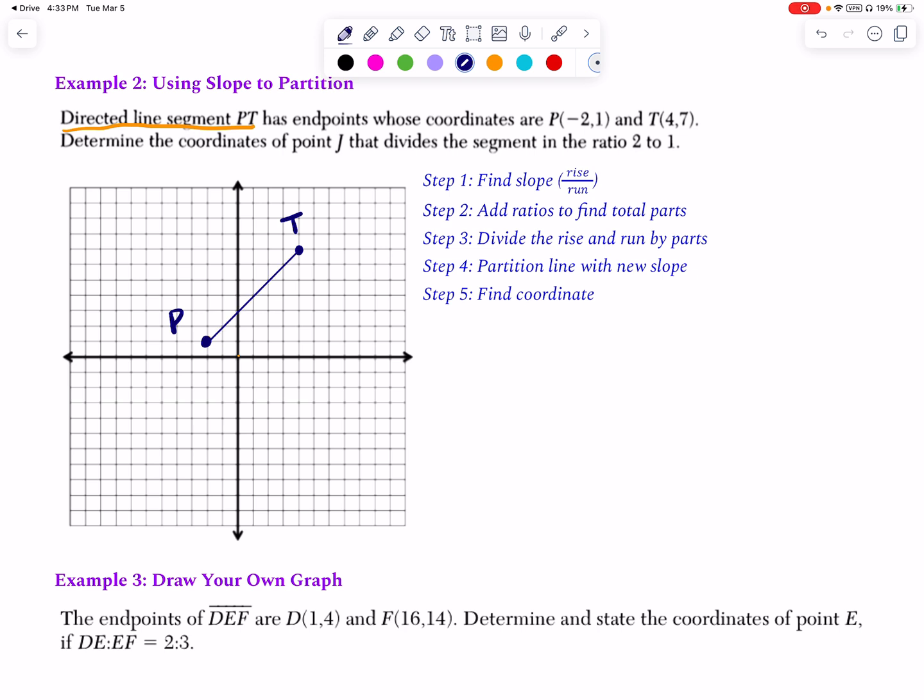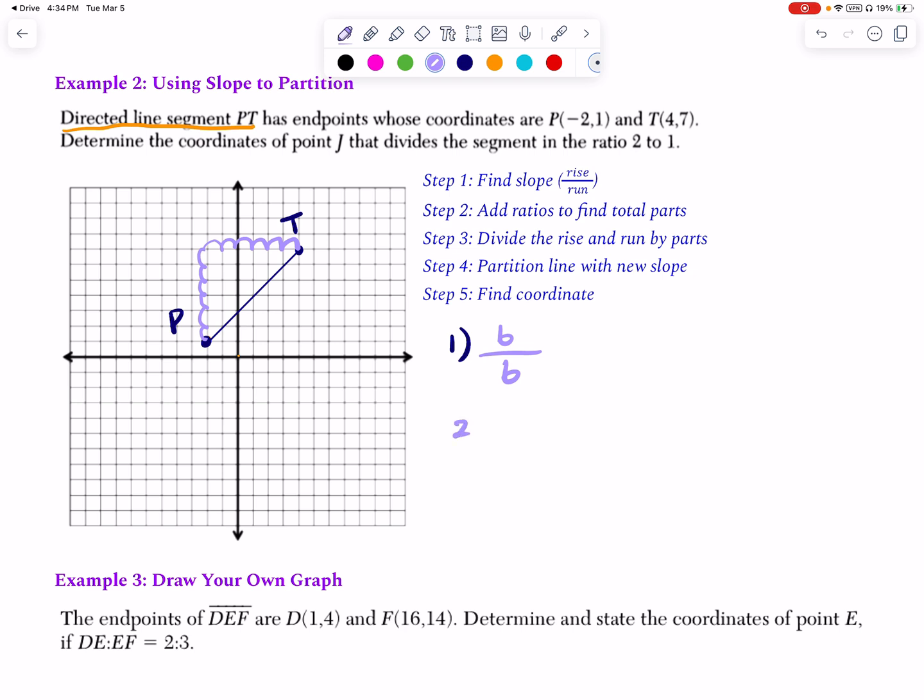And step 1. We're going to find the rise over the run. So this is a positive slope. I'm going to go up 1, 2, 3, 4, 5, 6. So the rise is 6, and the run is 1, 2, 3, 4, 5, 6. 6 over 6.